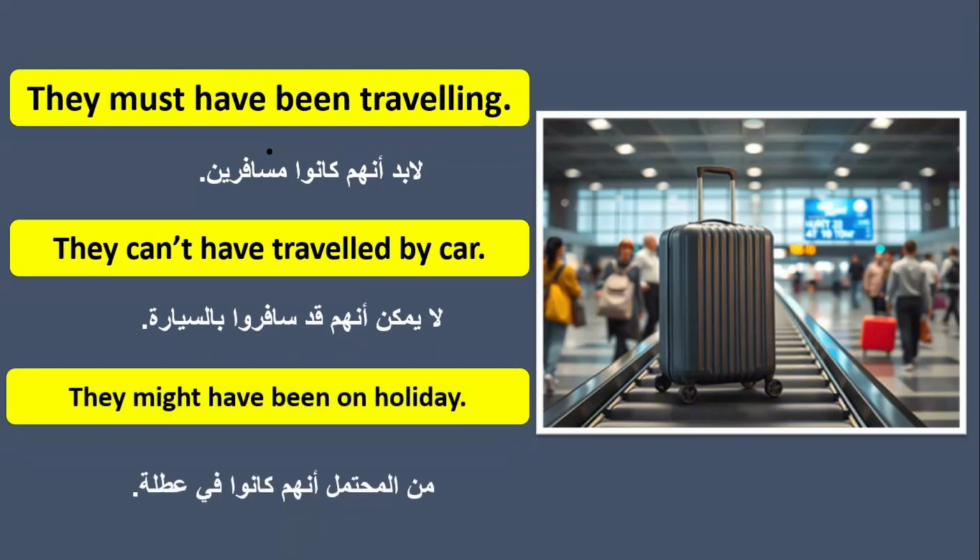So the original sentence would be something like they were on holiday. Then, in order to show you that I'm speculating or assuming something or guessing something, I will use might have past participle. Past participle of where or verb to be is been. They might have been on holiday.